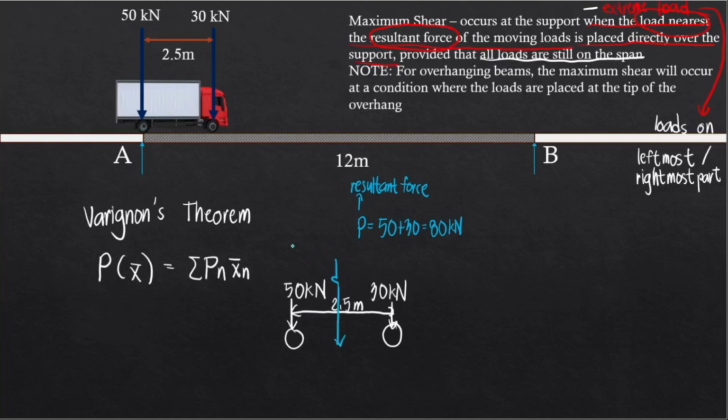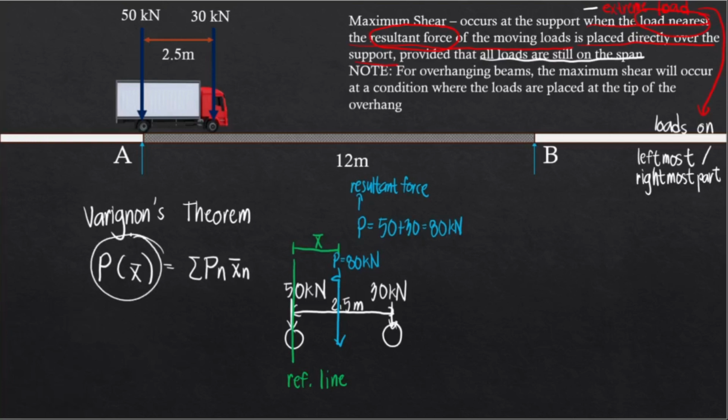Now the question is, where is exactly the location of this resultant force? Now to get that, we need to first have our reference line. Now to make things simple, it's helpful to situate your reference line at the leftmost part of the load. And so this is my reference line. And so I'm interested in this distance, the distance from the reference line up to the resultant load. And so this is going to be barred X. And then we have here P, which is equal to 80 kN.